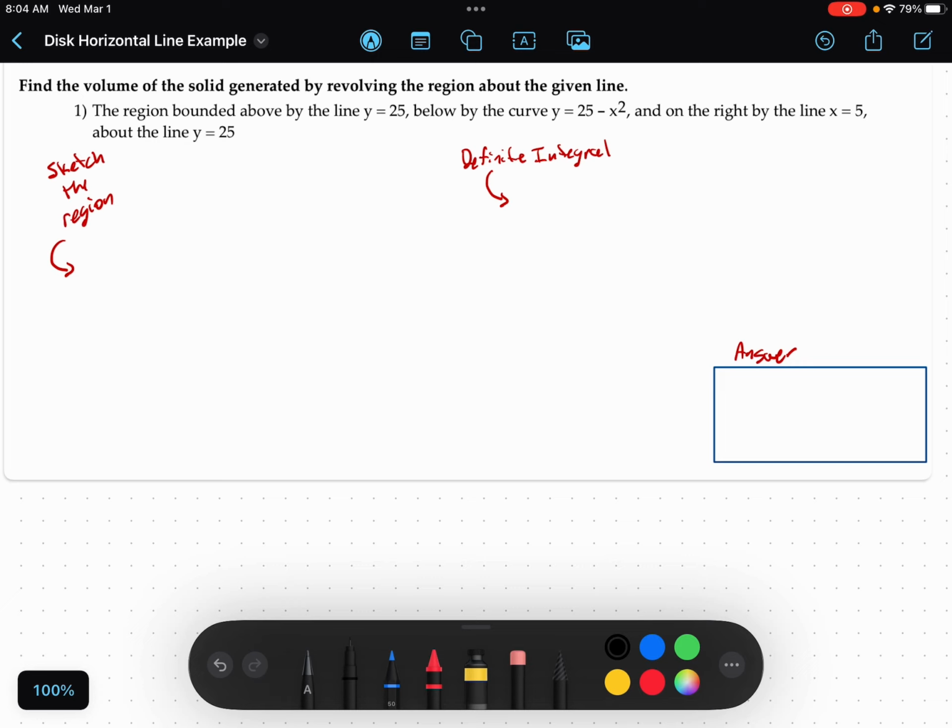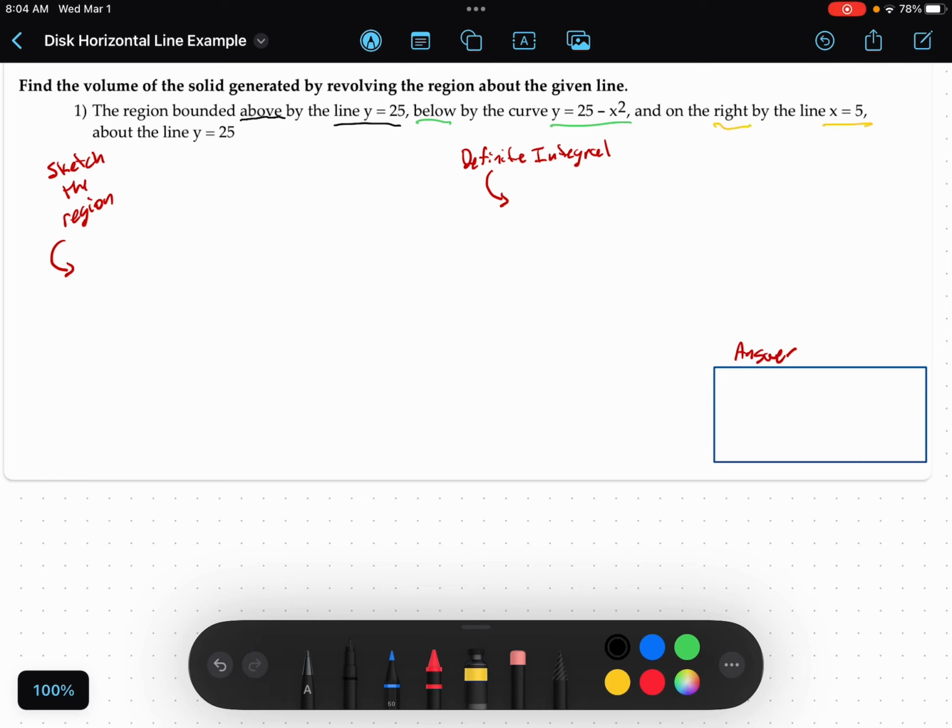So our region is bounded above, I'm going to start highlighting some of these words here. So above, oh, I forgot how to highlight. My other software highlights differently. That's terrible. Let me underline. We're bounded above by y equals 25. We're below by 25 minus x squared, and we're on the right by x equals 5.